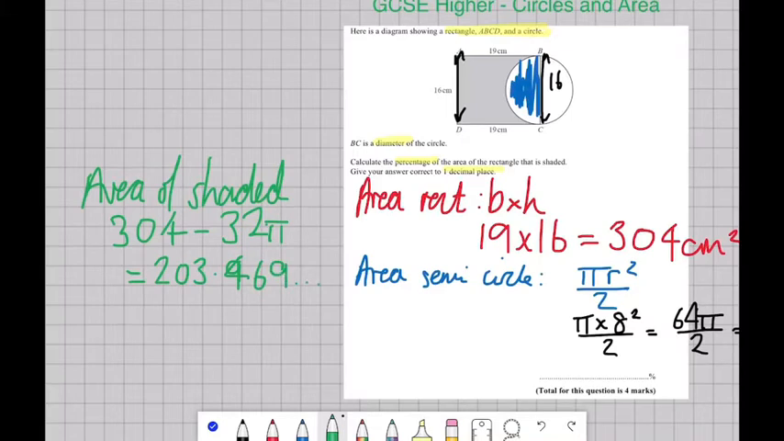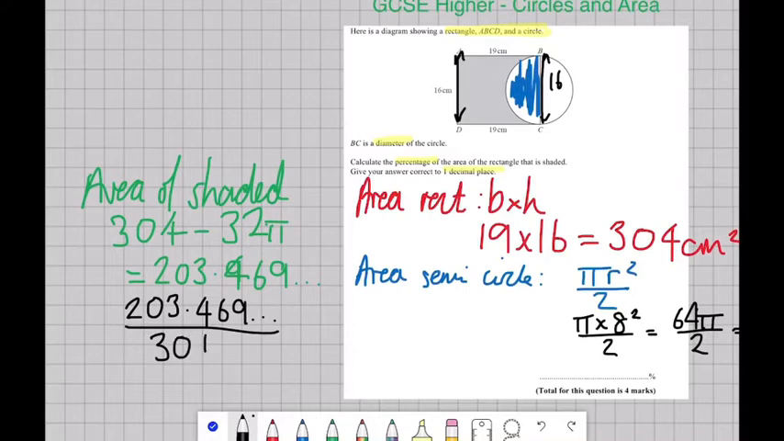Now the question's not asking for that area, it's asking for the area as a percentage of the total rectangle. Okay, so that out of the area of the total rectangle. So I'm going to do 203.469, and I'm leaving that on my calculator. So I'm just going to use that number that's there on my calculator, or I can use the answer button. So divide that by the total area, so 304, and then times it by 100, because I want it as a percentage.